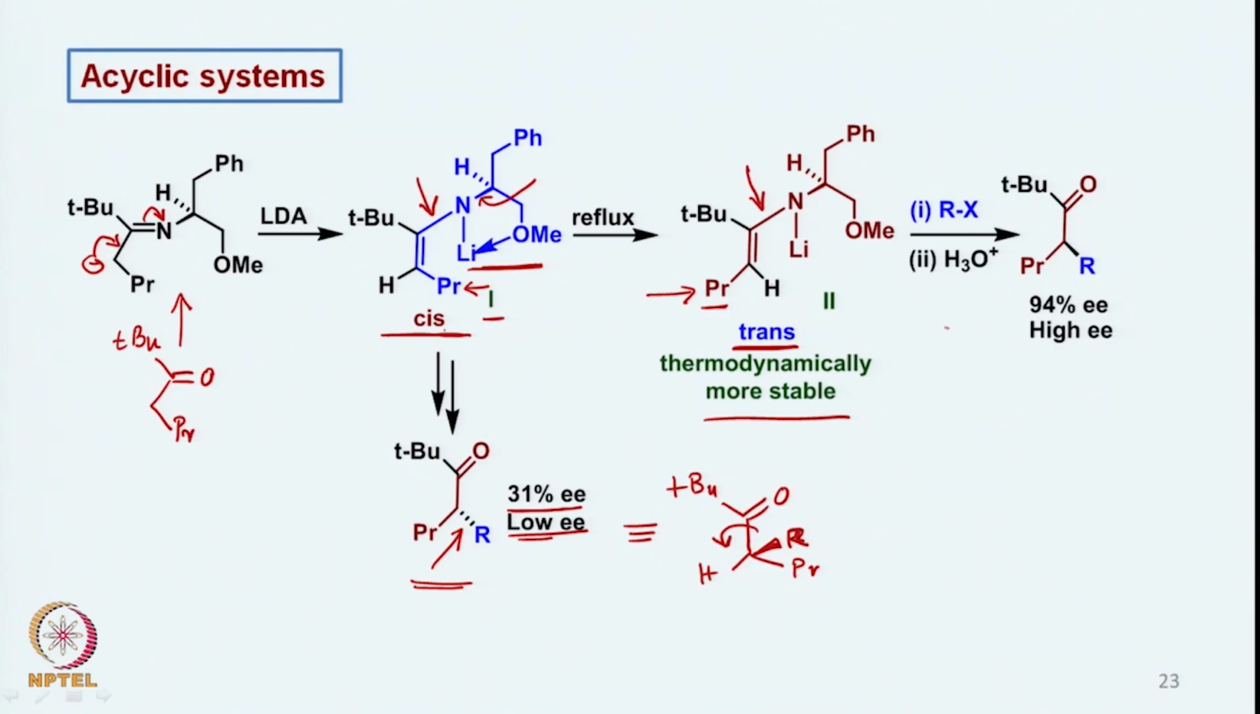Now if in the trans product, when the reaction takes place, of course the R group comes from the beta side, and as you can see, it is a highly enantiomerically pure compound, close to 94% enantiomeric excess. So this is the reaction of the acyclic systems. So there are advantages and there are of course disadvantages.